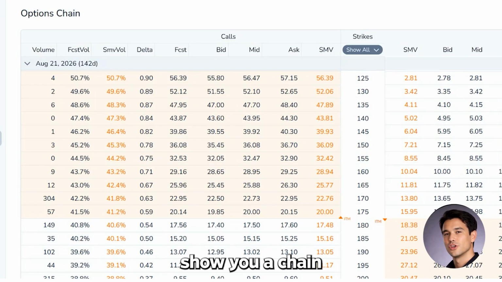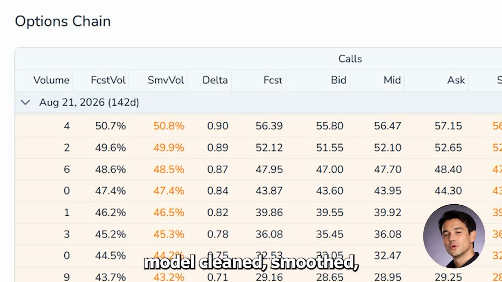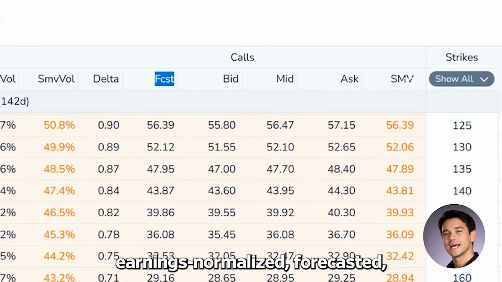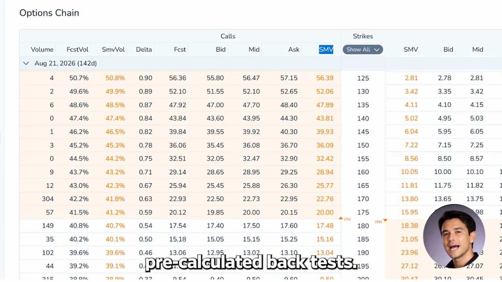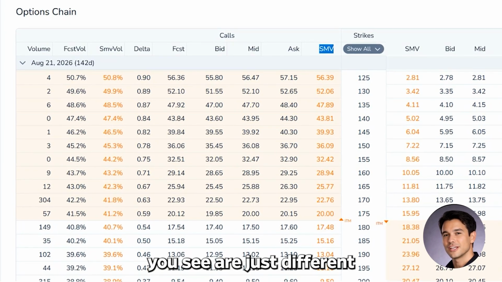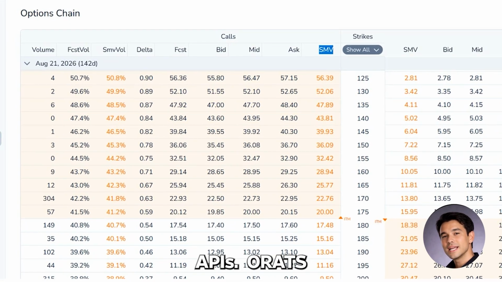Most options platforms show you a chain. ORATS manufactures a volatility model, cleaned, smoothed, earnings normalized, forecasted, and then proves its value at scale with 300+ million pre-calculated backtests. The tools you see are just different front ends on top of the many ORATS APIs.